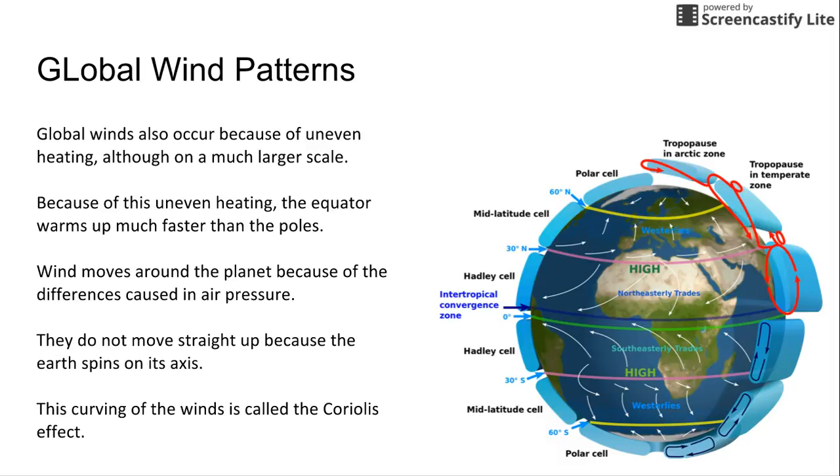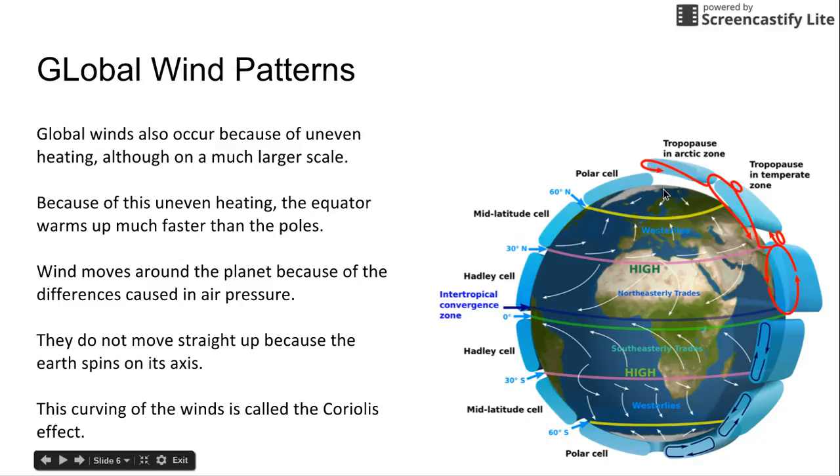When we think about the atmosphere and the convection currents that occur, they happen on 2 different scales, both local and global. Global winds occur because of the uneven heating of the Earth, and it's on a really large scale. Because of the uneven heating, the equator warms up much faster than the poles. The wind moves around the planet because of the differences that are causing air pressure, and they don't move straight up because the Earth spins on its axis. The curving of the winds is called the Coriolis effect, and this is what you see right here.